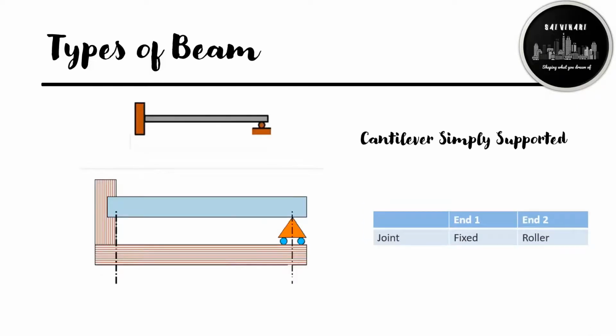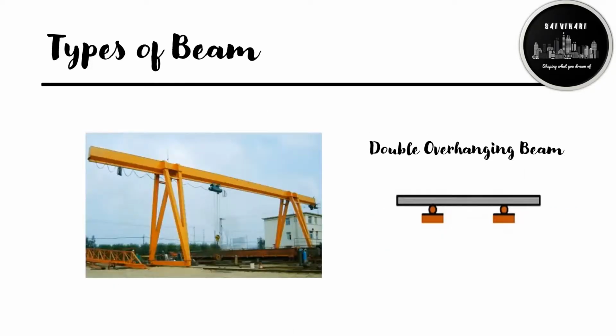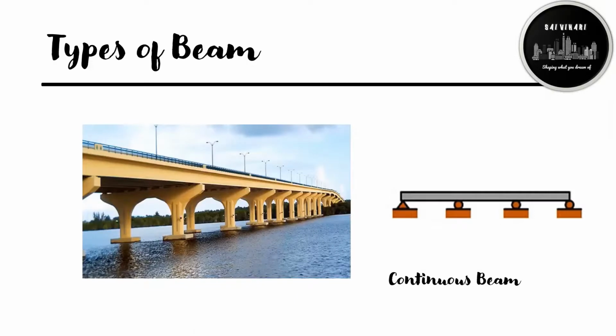The beam can be fixed at one end, acting as a cantilever, and simply supported at the other end, extending beyond its support on one end. If the beam is exceeding beyond its supports at both ends, then it is a double overhanging beam. A beam extending over more than two supports is a continuous beam.